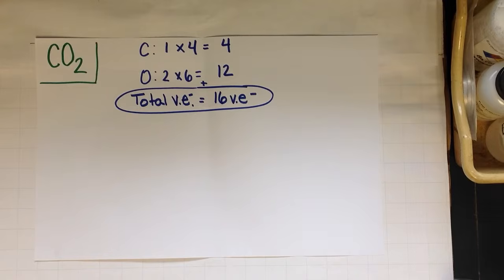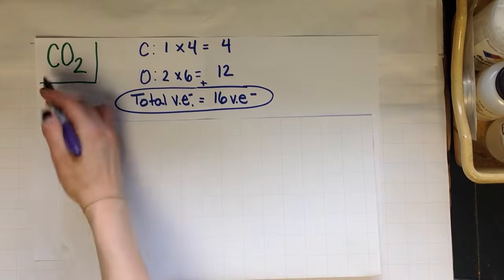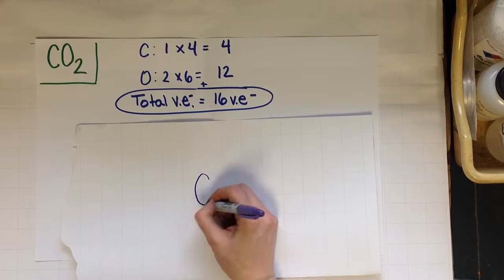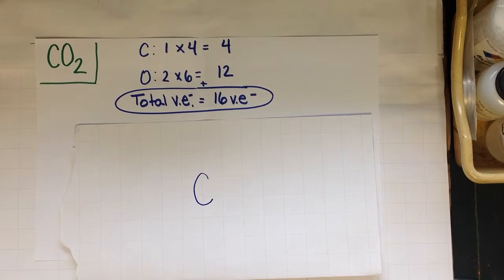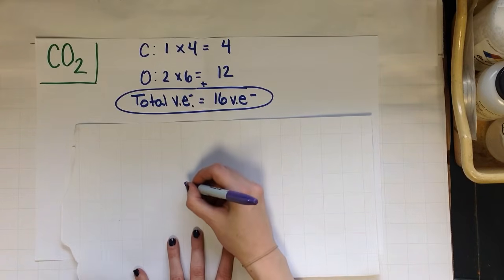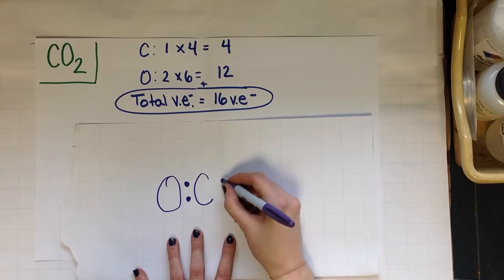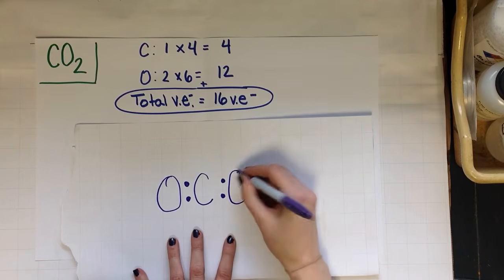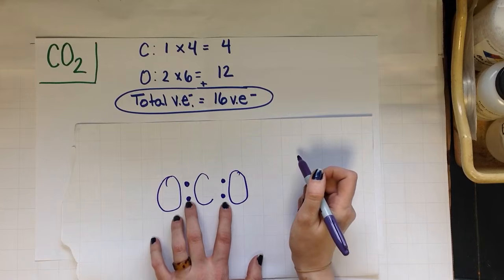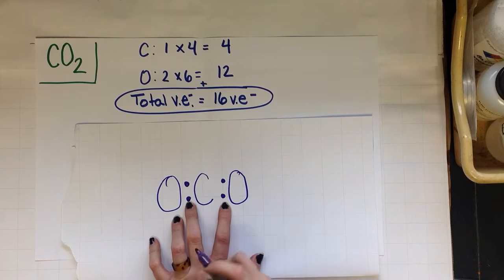Now the same rule applies. I usually take my first atom and put it in the center. Then the second rule said to bond the other atoms to the center. Remember, we use electrons to bond. So I have an oxygen here and an oxygen here. So far I have 4 electrons used out of the 16.